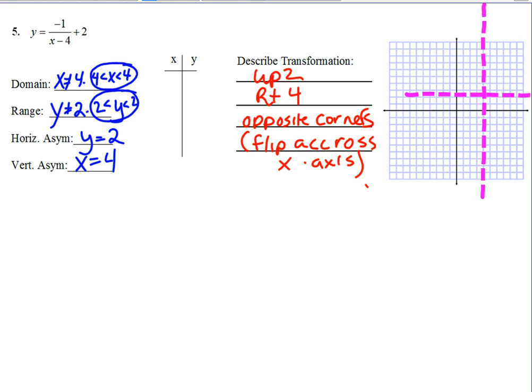Our last step is to graph it. What goes to the right of my vertical asymptote, and what goes to the left of my vertical asymptote? To the right of x equals 4 is 5, 6, 7 maybe. To the left is 3, 2, and 1. All right, and magically they're going to appear. So we just need to graph these.